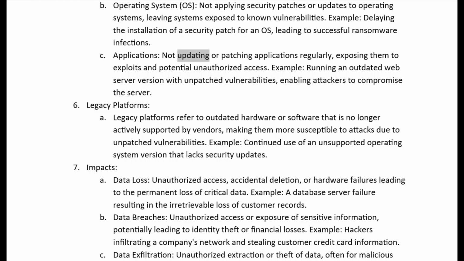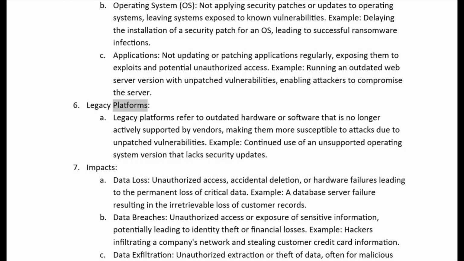Applications: not updating or patching applications regularly, exposing them to exploits and potential unauthorized access. Example: running an outdated web server version with unpatched vulnerabilities, enabling attackers to compromise the server.